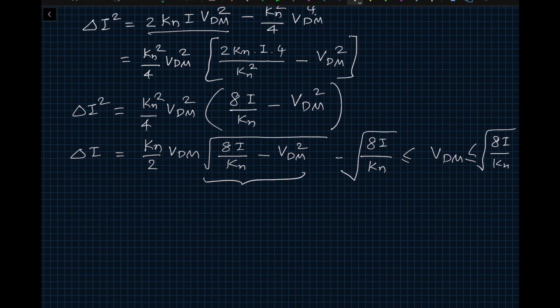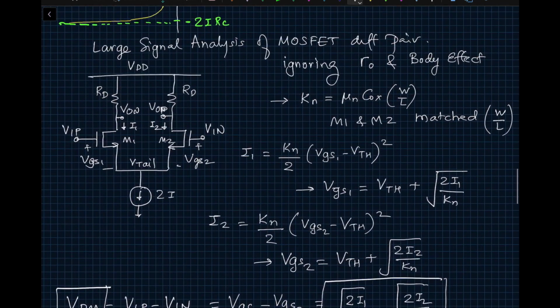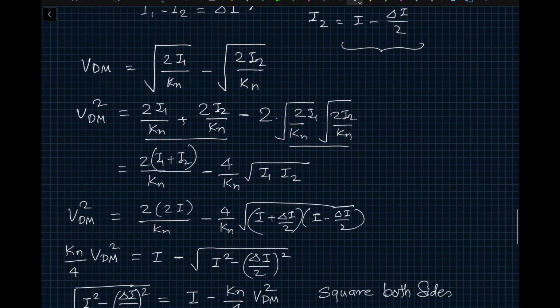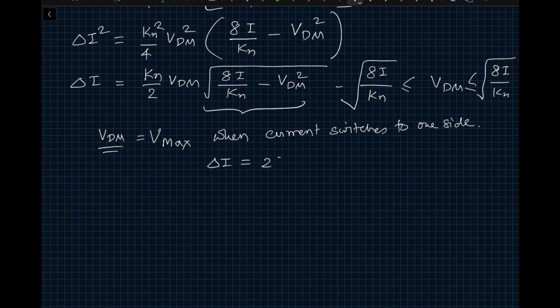So let's take it one step further, because there is an interesting result waiting after all this crunching that I would like you to enjoy. What's really going on here is there is a stark difference between the bipolar case and the MOSFET case. If you look at the MOSFET case, let's say you start taking this voltage up and you start taking this voltage down. After a certain time, transistor M1 will be fully on and transistor M2 will be turned off. Let's assume that Vmax is that voltage. So when VDM is equal to Vmax, the current switches to one side completely. What that means is your delta I will be equal to 2I or minus 2I.